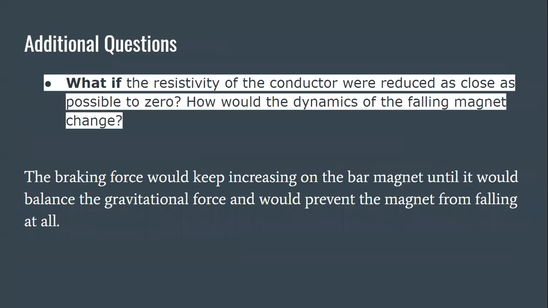So lastly, some additional questions. What if the resistivity of the conductor was reduced as close as possible to 0? How did the dynamics of the falling magnet change? So the braking force would actually keep increasing on the bar magnet until it would balance the gravitational force, and this would prevent the magnet from falling at all.